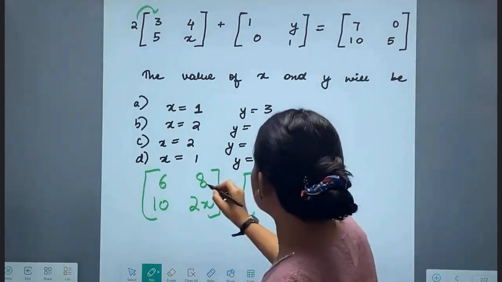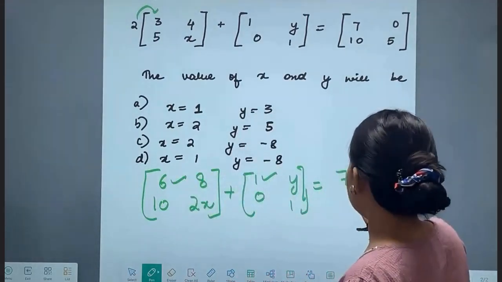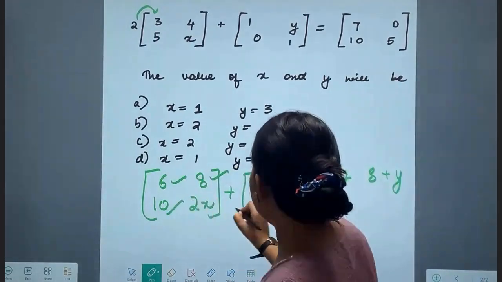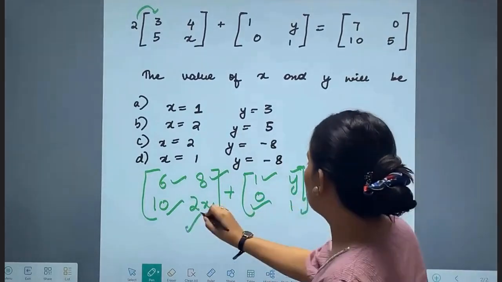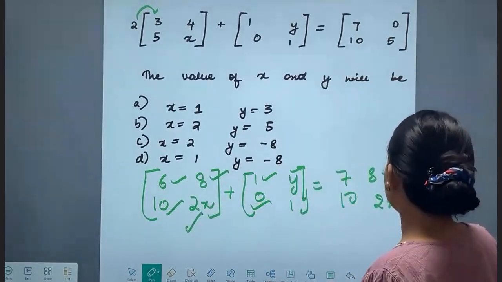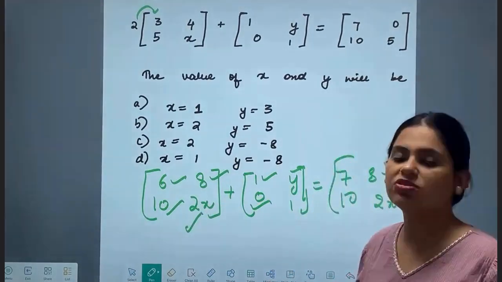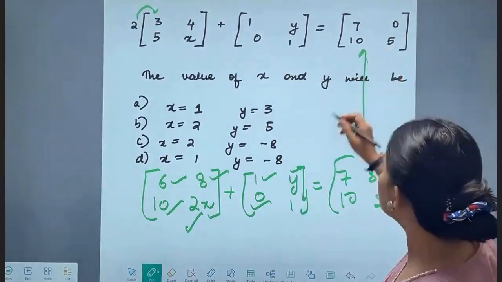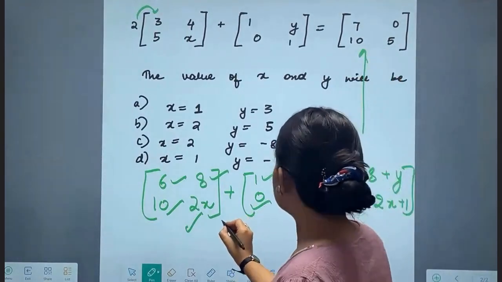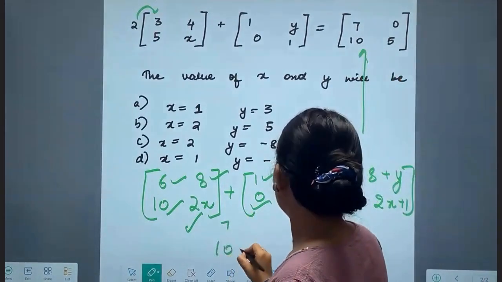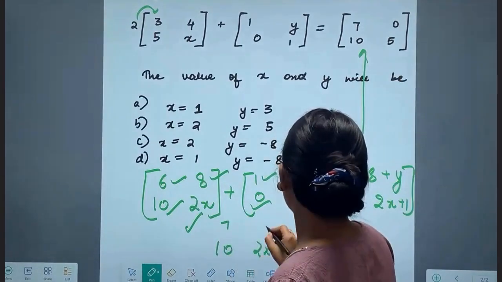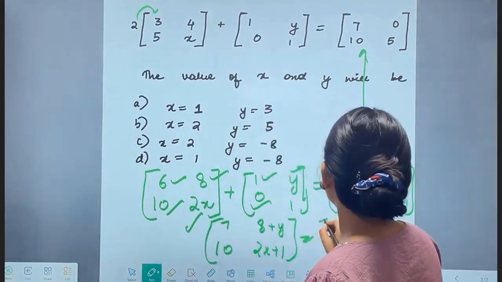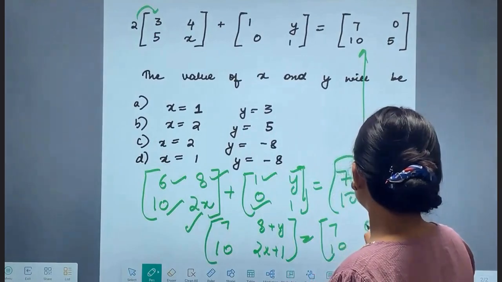So if I solve this, what will I get? 6 plus 1 is 7, 8 plus y here, 10 plus 0 is 10, and 2x plus 1 here. So this will be the matrix that I will be getting. This matrix has to be equated to this one. So equate 7, 10, 2x plus 1 and 8 plus y must be equated to 7, 10, 0 and 5.